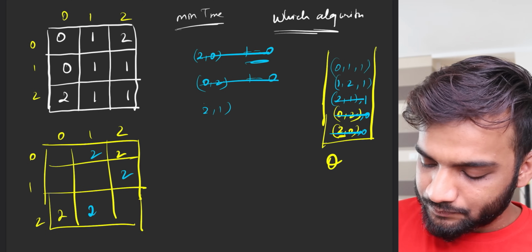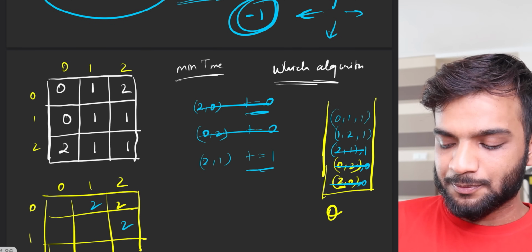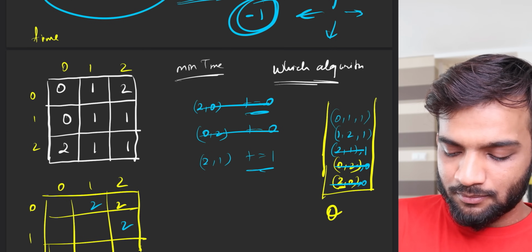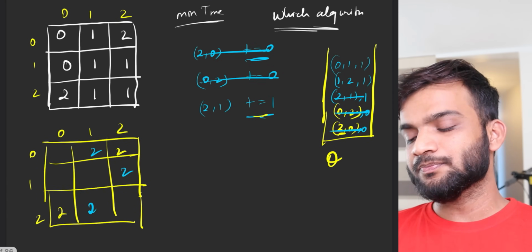Next, 2, 1, 1. The time is 1. Now we are taking time equal to 1. Probably you can keep a variable which keeps a counter of the maximum time. So the maximum time as of now is 1, right? The maximum time as of now is 1.